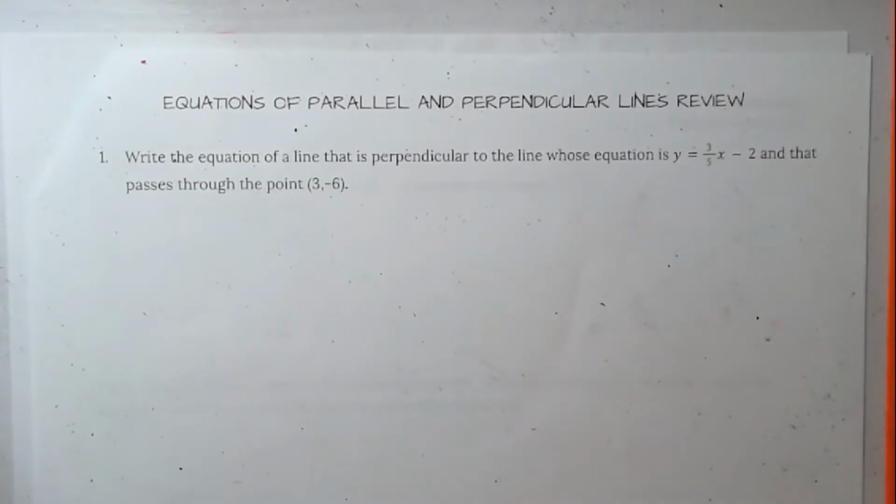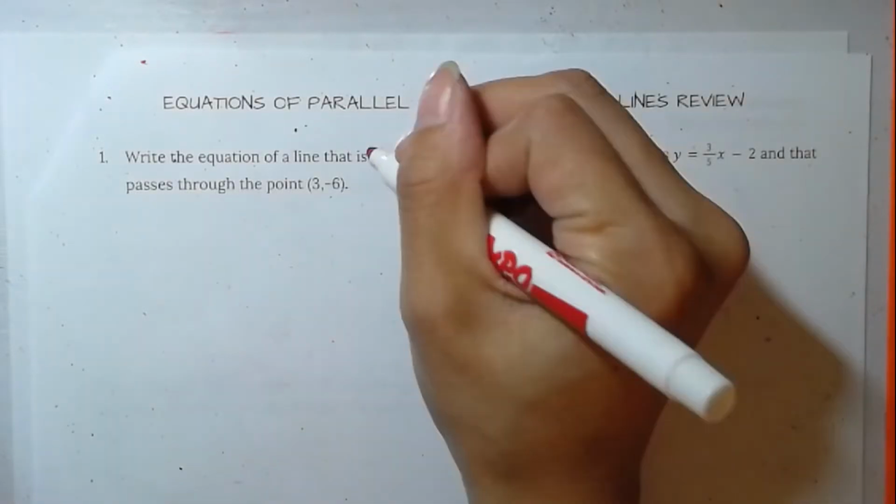Write the equation of a line that is perpendicular to the line whose equation is y equals 3 over 5x minus 2 and that passes through the point (3, negative 6). Okay, so first we want to highlight this word perpendicular.